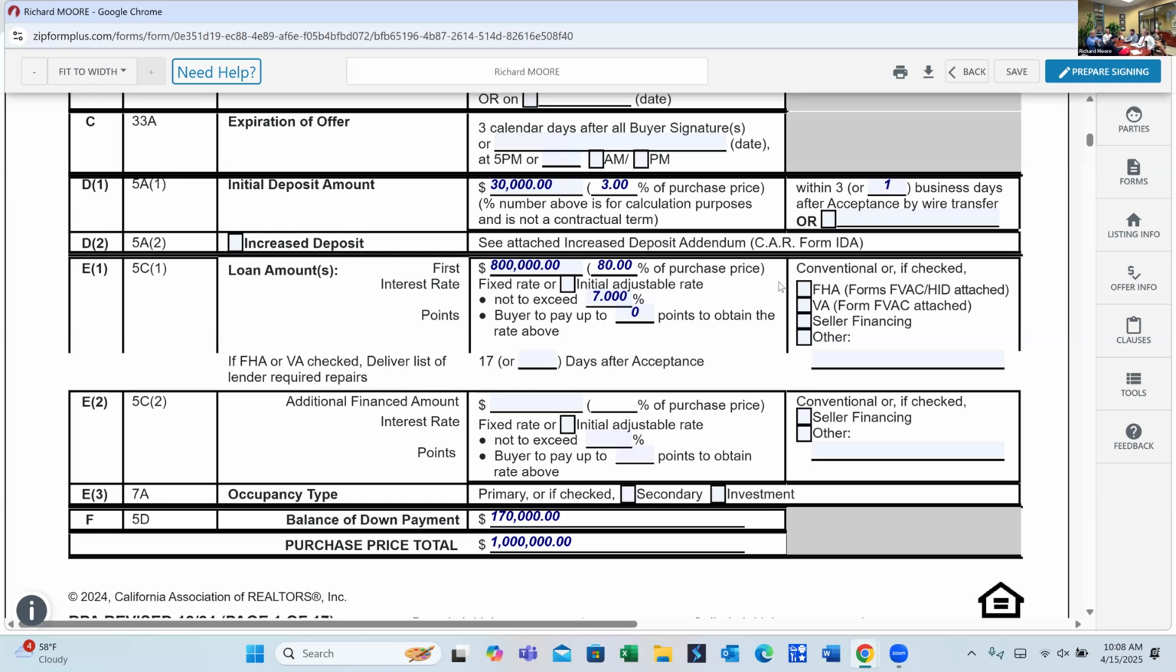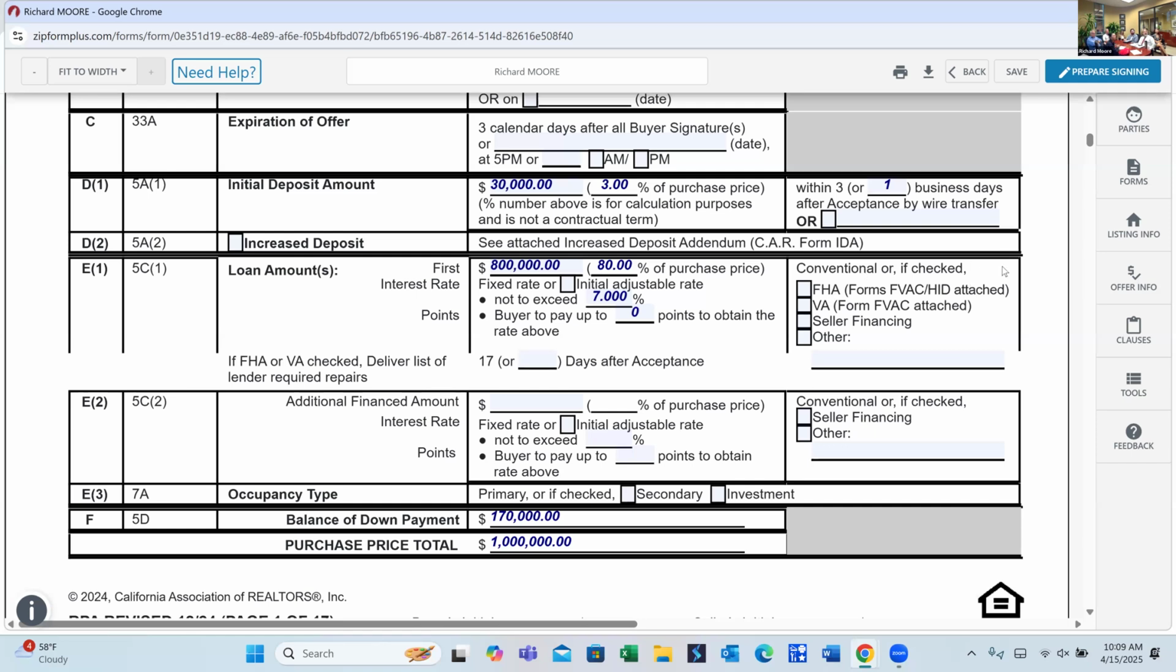And then buyer to pay up to 0 points, so take the rate above. I don't want to pay any points to get that 7% rate. Now, when you're presenting an offer, keep in mind that the listing agent, if they're smart enough, is going to say rates today are at 7.5%. So why would I accept your offer? They should counter. They'll expect them to counter something that gives some type of cushion in the event rates go higher. So maybe 7 3/4. So keep that in mind.